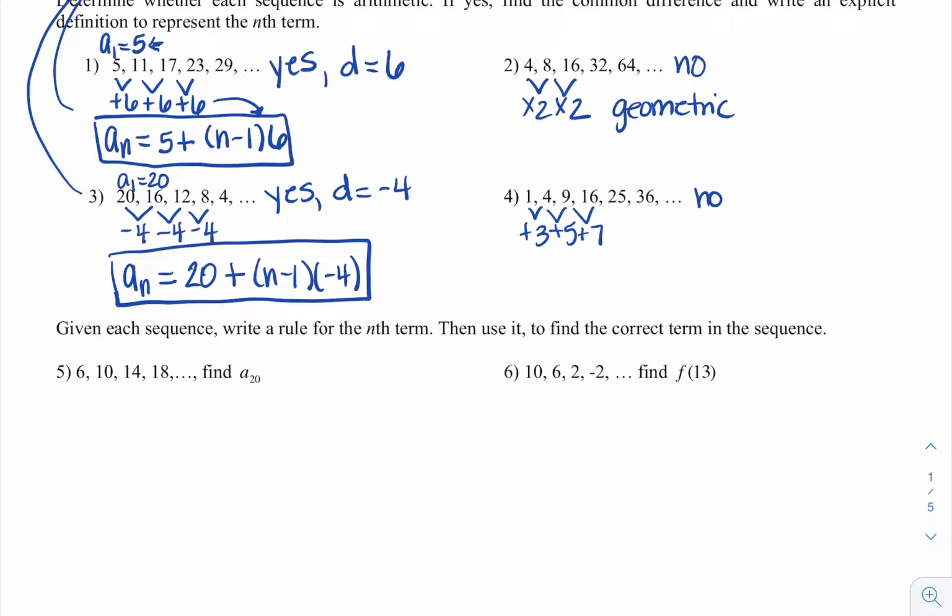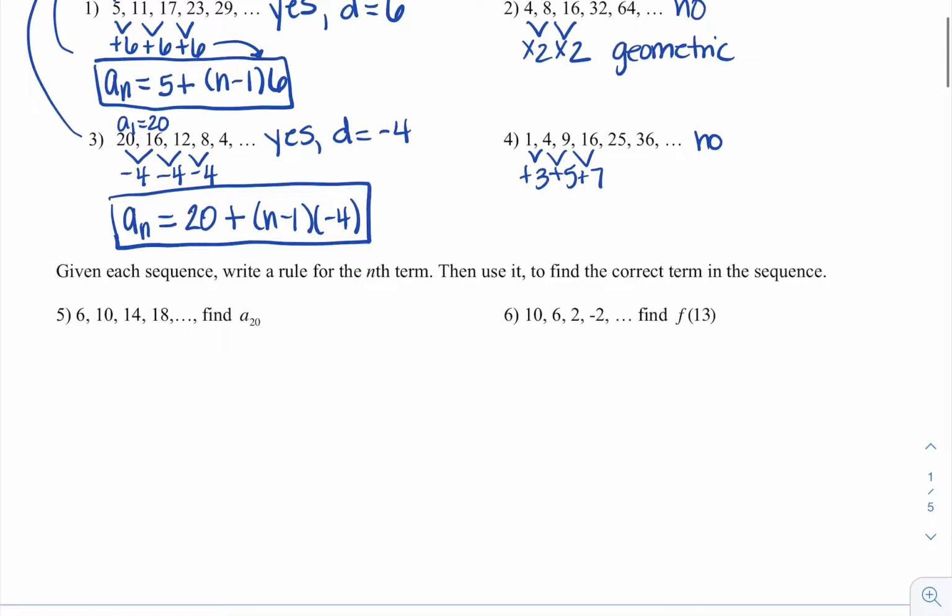So what's the purpose of making a rule for an arithmetic sequence? So that you can find a specific term in that sequence. Okay, so that's what's going to be happening in questions 5 and 6.